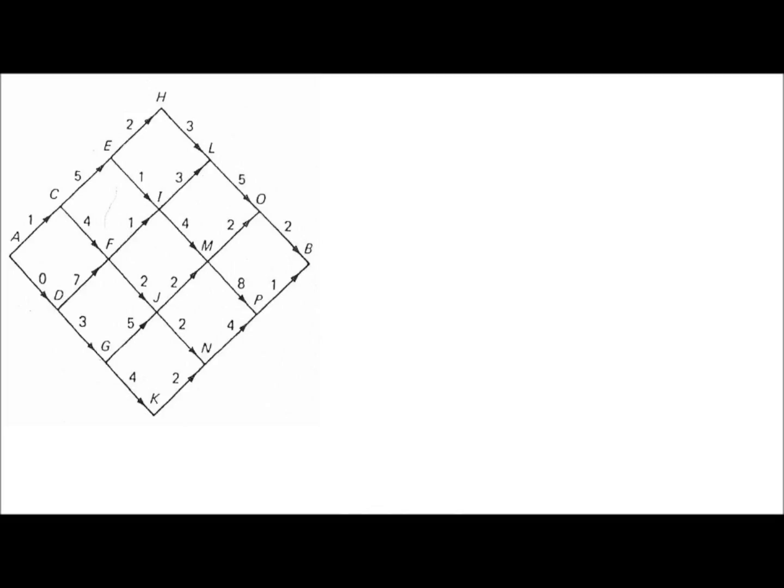We often call state the x variable, even though in this case it's vertical. And stage we often call t because it's kind of like time.